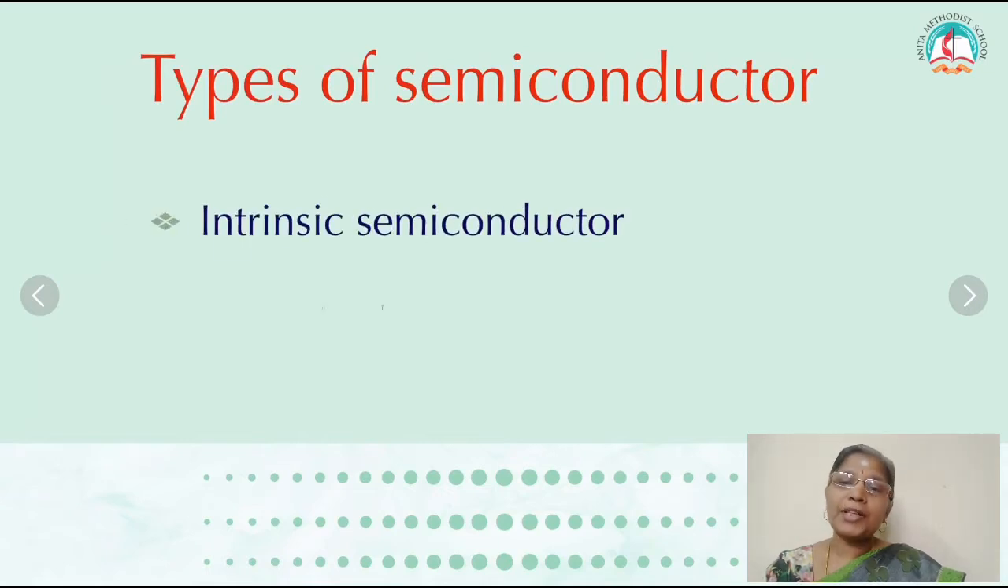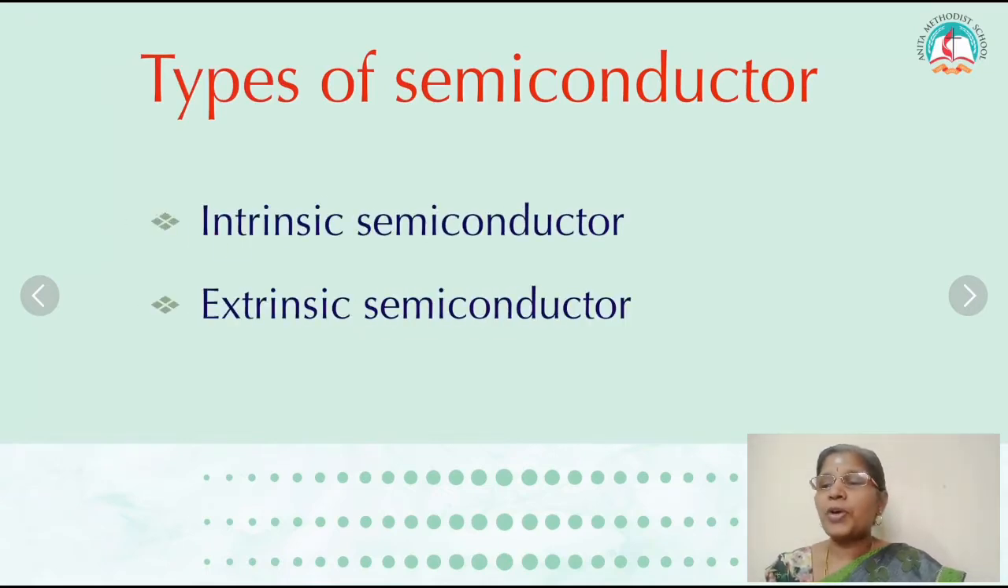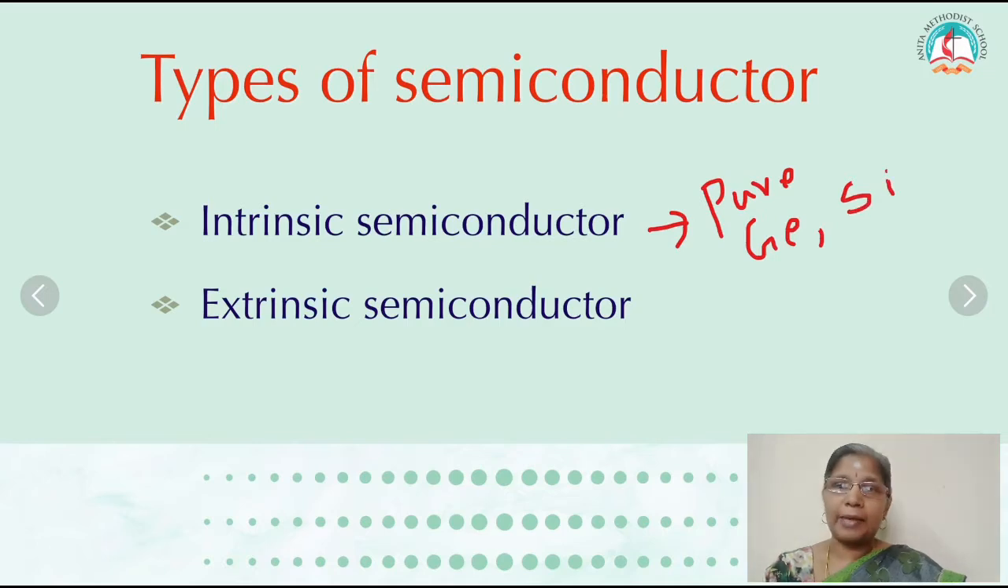Now what are the types of semiconductors? The first one is intrinsic semiconductor. The second one is extrinsic semiconductor. What is meant by intrinsic semiconductor? The purest form of the semiconductor is called intrinsic semiconductor. Example, pure germanium and pure silicon are examples of intrinsic semiconductor.